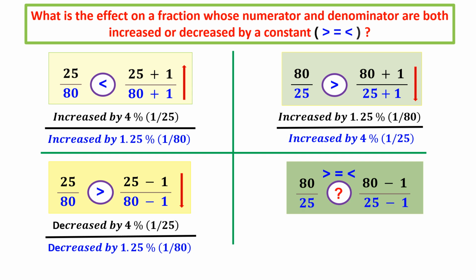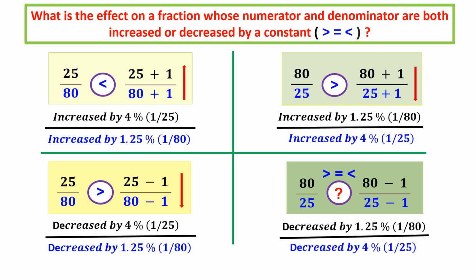And the last case, a positive fraction which is bigger than 1, subtracted by a constant which is 1. Its numerator has been decreased by 1.25%, while the denominator has been decreased by 4%. So the fraction has become larger.